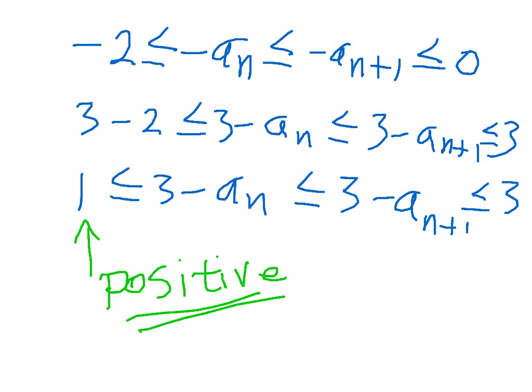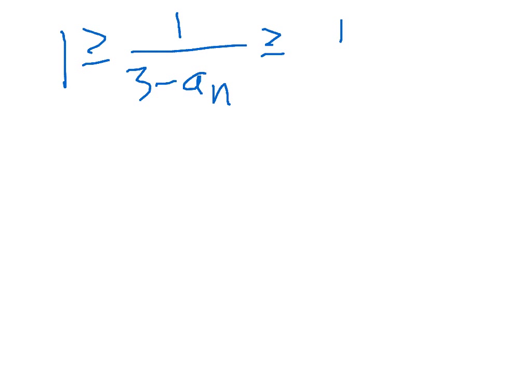Because in the next step we're going to reciprocate, and that's going to flip the order of the inequalities again. But if they're not all positive, that won't happen, and you've got to be super careful, remember, with these signs. Okay, so we reciprocate, everything's positive, we're okay. So 1 is bigger than or equal to 1 over 3 minus A sub n, which is bigger than or equal to 1 over 3 minus A sub n plus 1, that's an A there, sorry, which is bigger than or equal to 1/3.